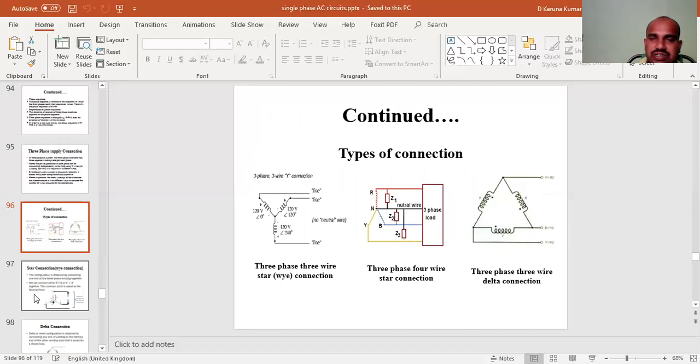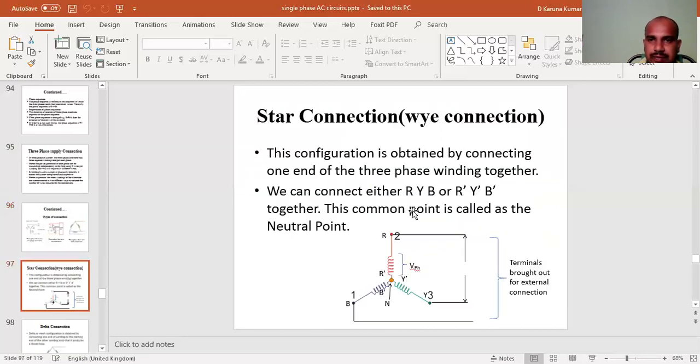In a three-phase system, there are two different connections. The first one is star connection, the second one is delta connection. This one is a three-phase three-wire star connection. The star connection has terminals R, Y, B connected to the three-phase load. In delta connection, there is a closed loop with three wires R, Y and B. In the star connection, the middle point is neutral, indicated by N.